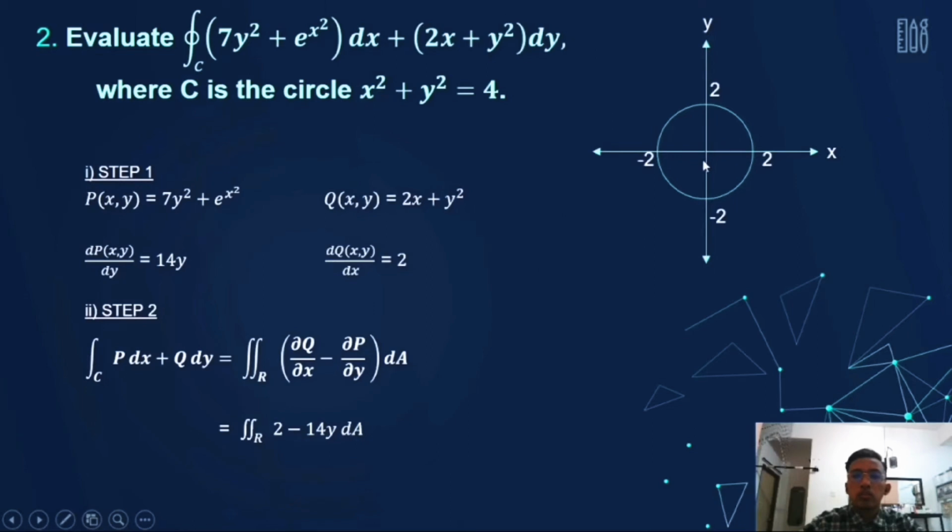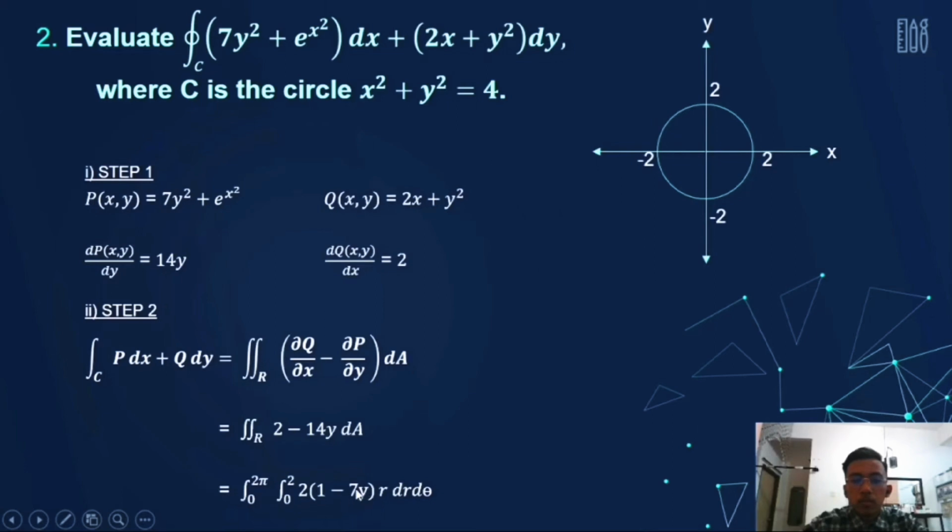From this, we know this will form a polar form, and we change the dA to r dr d theta. For the limit for r, we know it is 0 until 2, and for theta it is 0 until 2 pi, because the circle is a full circle.